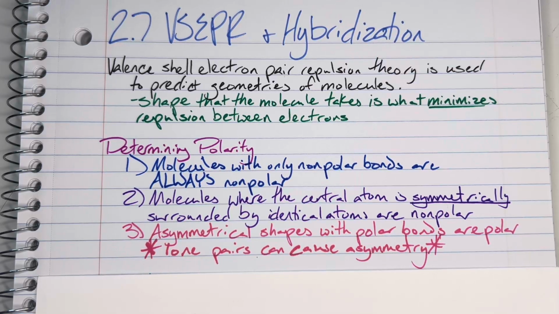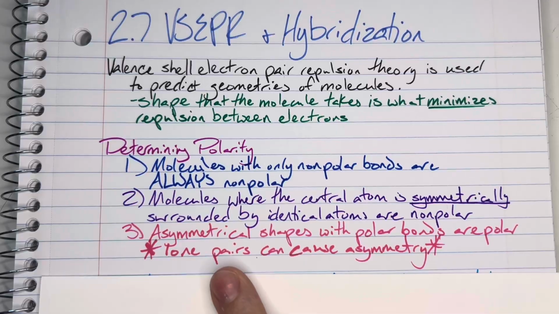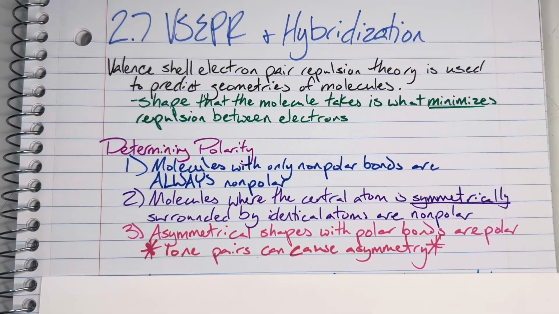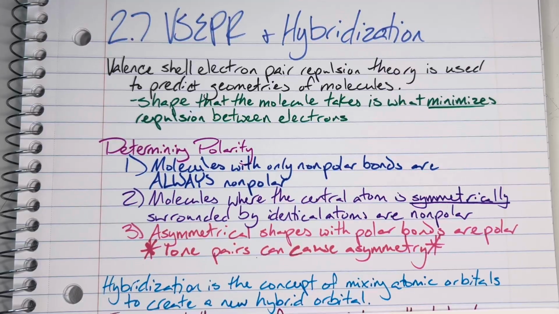And then as a reminder, my lone pairs can cause asymmetry. The lone pairs offer more of a repulsive force than individual bonds, so they can push down on the angle and cause bond angles to become smaller than they would be if everything around that central atom was a bond rather than having lone pairs present.